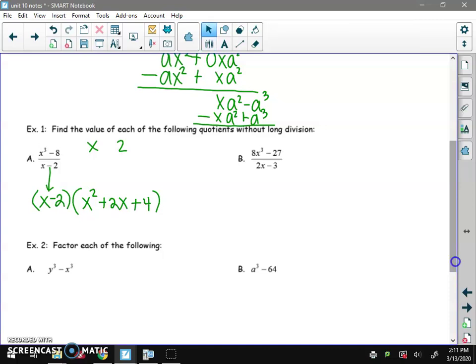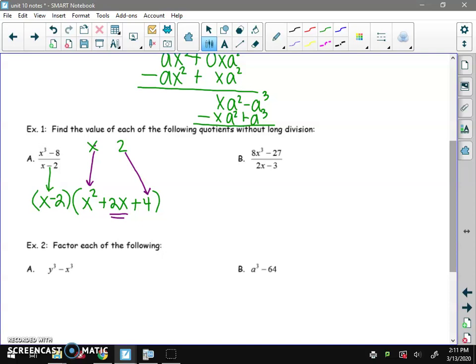Now, how did I get that? Whatever this term was right here, I squared to get that term. So I squared x to get x squared. Over here, I squared the 2 to get 4. And how did I get 2x? I just multiplied them together, x and 2, 2x. And that's it. All right, let's try the next one.